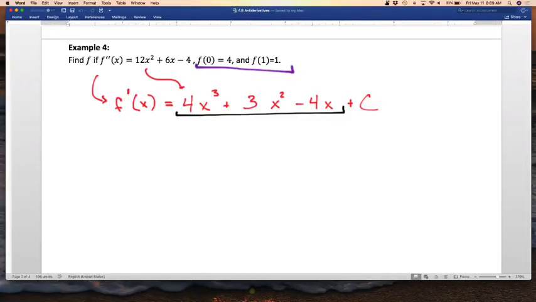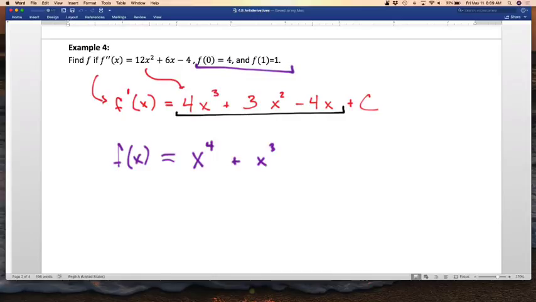All right, so piece by piece, what's the antiderivative of 4x cubed? X to the 4th. That exponent goes up by 1 to 4, and we multiply by 1/4. All right, somebody from Sackets, what's the antiderivative of 3x squared? X to the 3rd. Okay? Exponent up by 1, multiply by 1/3.